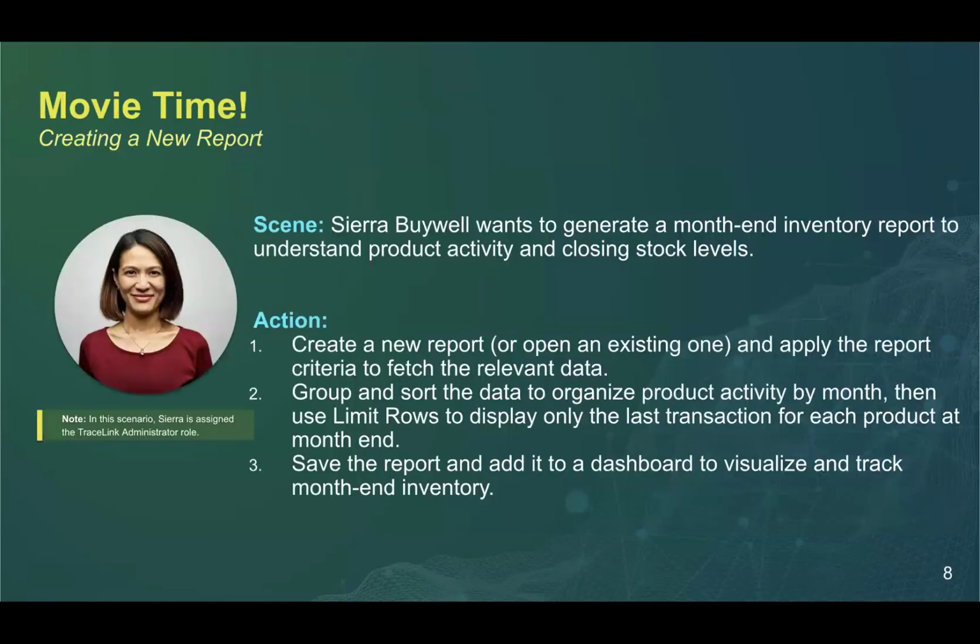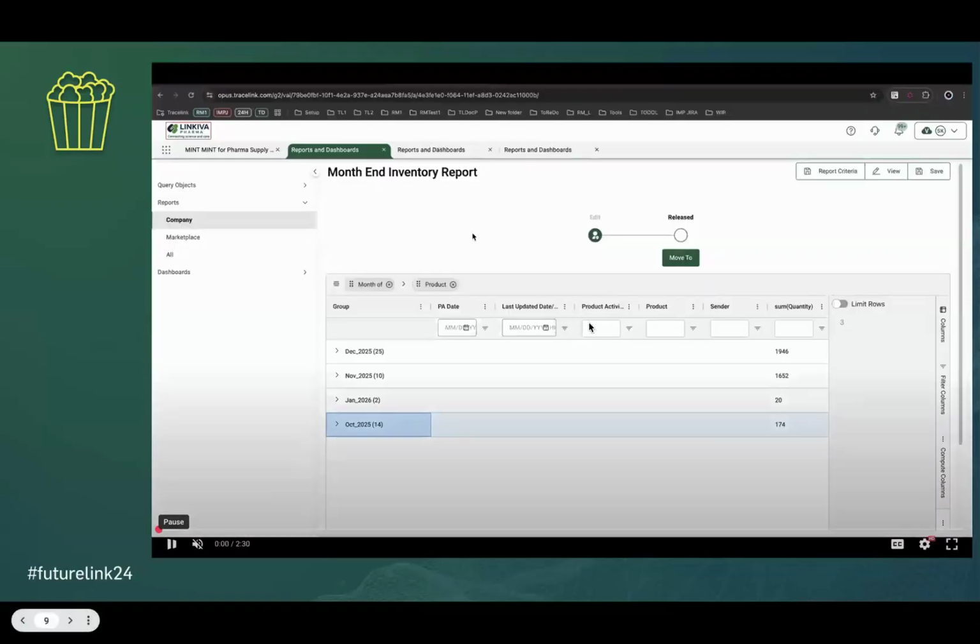Here, I have a problem statement. Ciara wants to generate a month-end inventory report, and she wants to focus on product activity and track the closing stock levels at the month end. For that, we can use the limit rows, and I have a video showing the feature. So let me play the video.